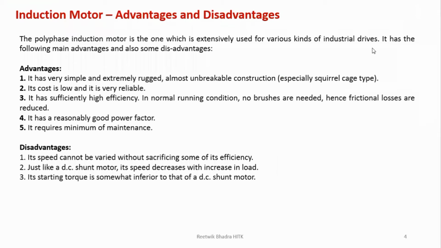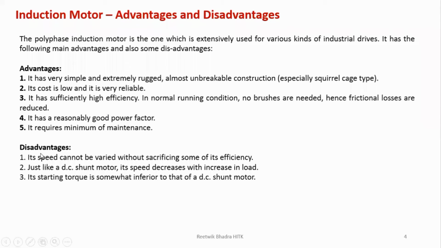Now let's go through some basic points over here. What are the advantages, and why are they mainly used in most industrial applications? Generally, the construction is very simple and very robust. That is the squirrel cage type construction which we can use, which makes it extremely robust and very simple. We'll look into that also, why we are telling this point. Cost is low and very reliable. In an induction motor, efficiency is very high and it works at a reasonably good power factor and requires minimum maintenance.